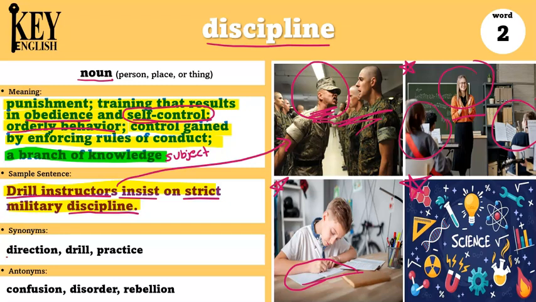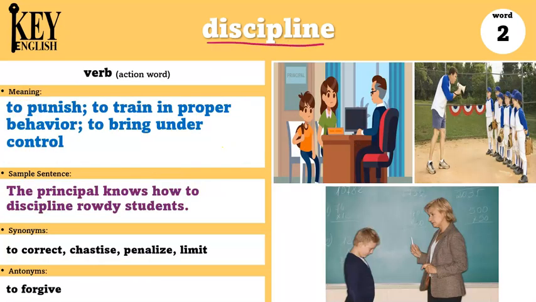Some synonyms are direction, drill, and practice. Antonyms are confusion, disorder, and rebellion. This word discipline can also be used as a verb, so now it is an action and it means to punish, to train in proper behavior, to bring under control. So when you discipline someone, you are teaching them to follow the rules, or you are punishing someone for doing something wrong. For example, the principal knows how to discipline rowdy students.